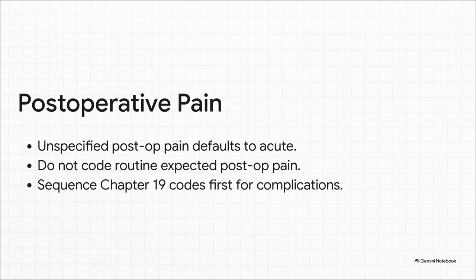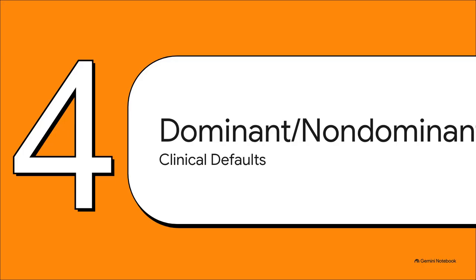And Rule 3, if the pain is associated with a specific complication, like incredibly painful wire sutures left in a surgical site, you actually have to sequence the Chapter 19 injury or complication code first, followed by your G89 code to flag the pain. That brings us to Section 4, Dominant versus Non-Dominant Clinical Defaults.